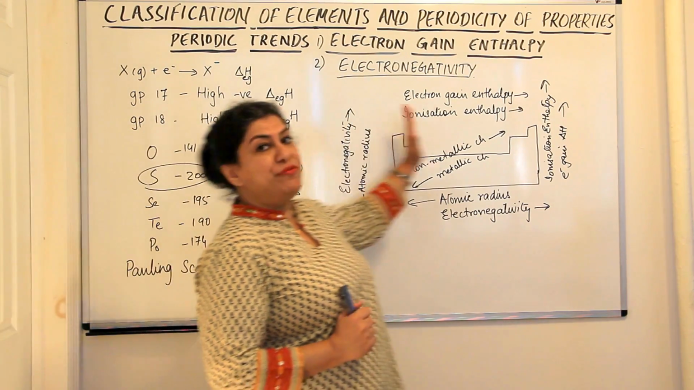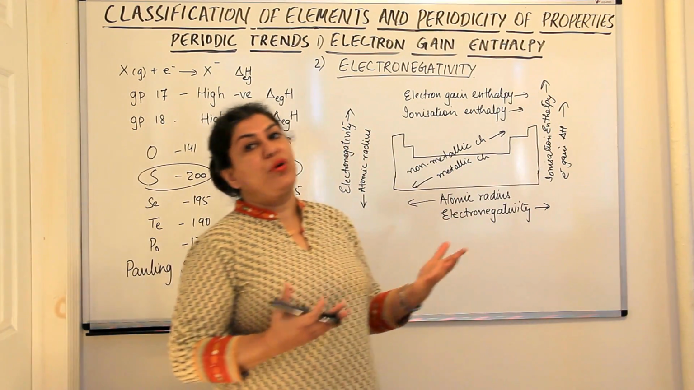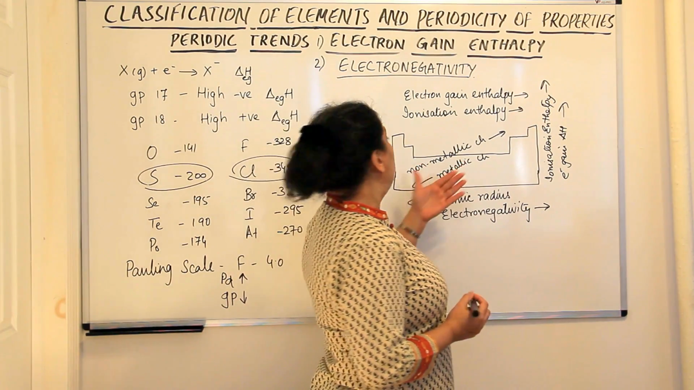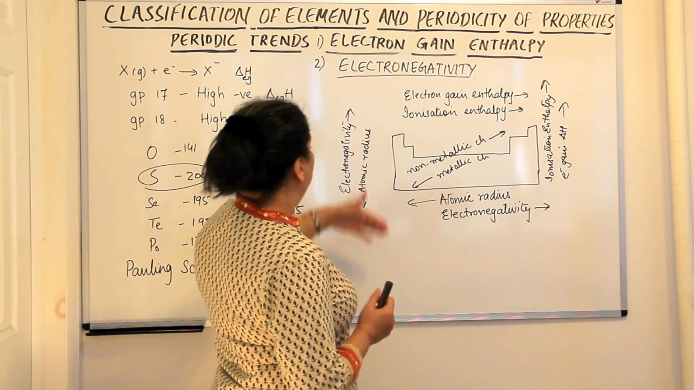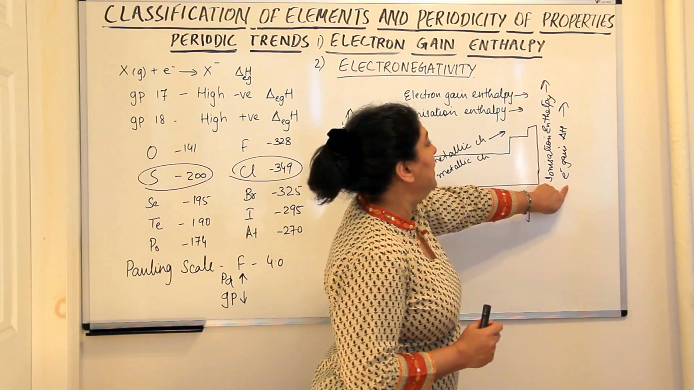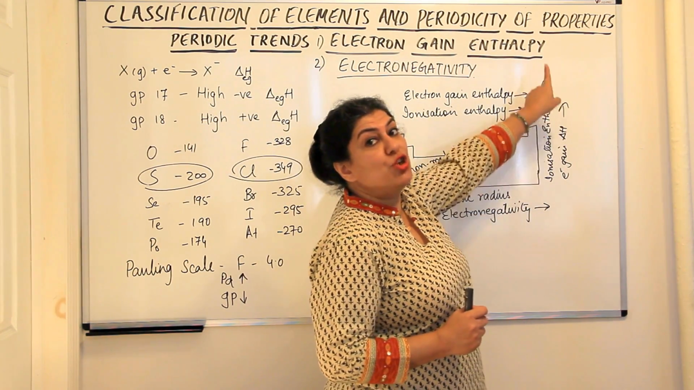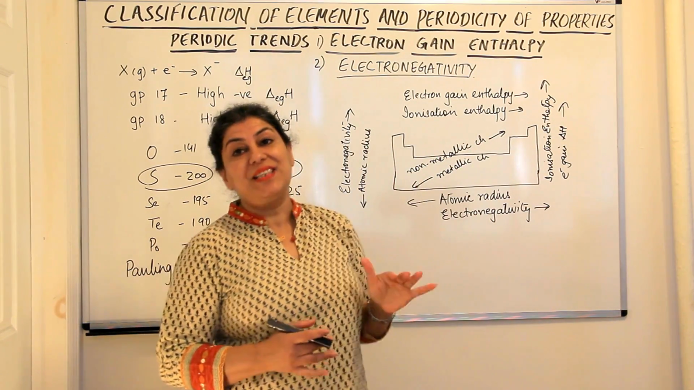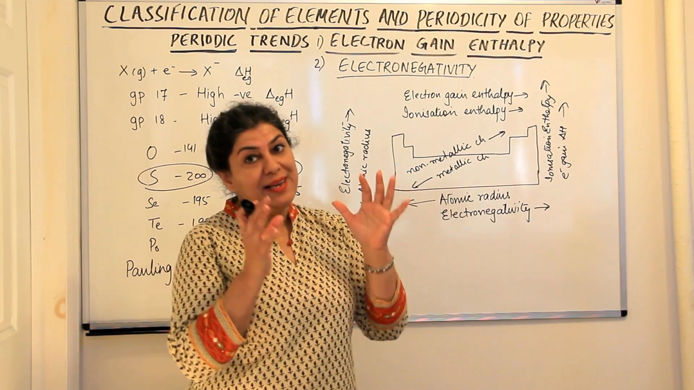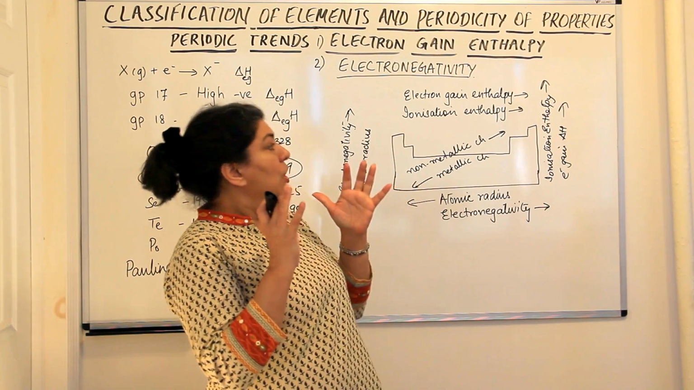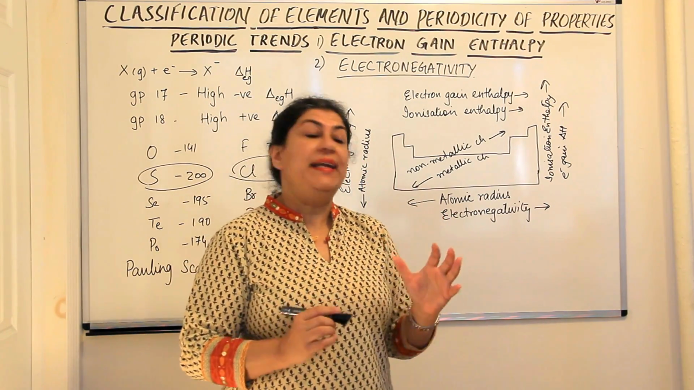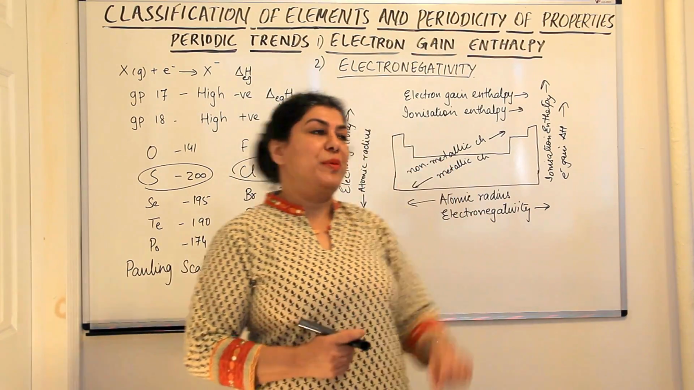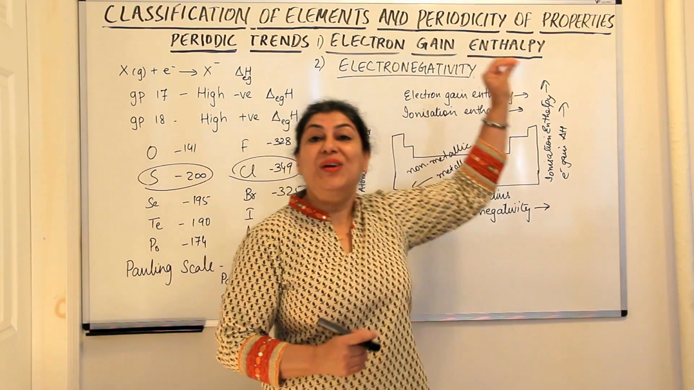As we move from left to right, the negative value of electron gain enthalpy increases, and as you go from top to bottom, the electron gain enthalpy increases towards the top, which means if you go from top to bottom, it decreases. The negative value of electron gain enthalpy decreases. So this was electron gain enthalpy. So let us now come to the next property, that is electronegativity.